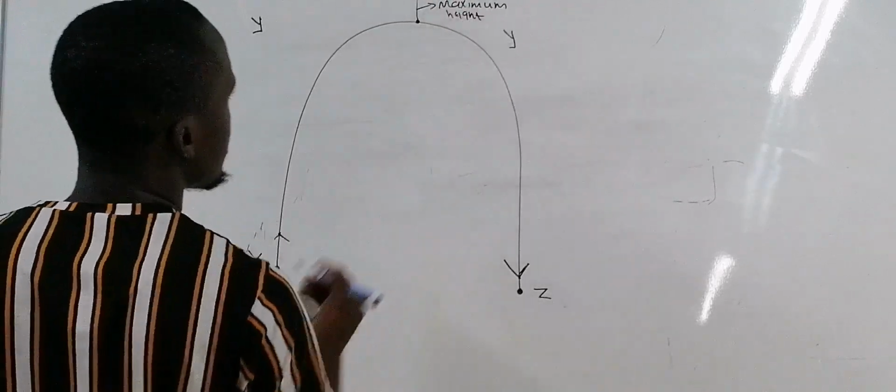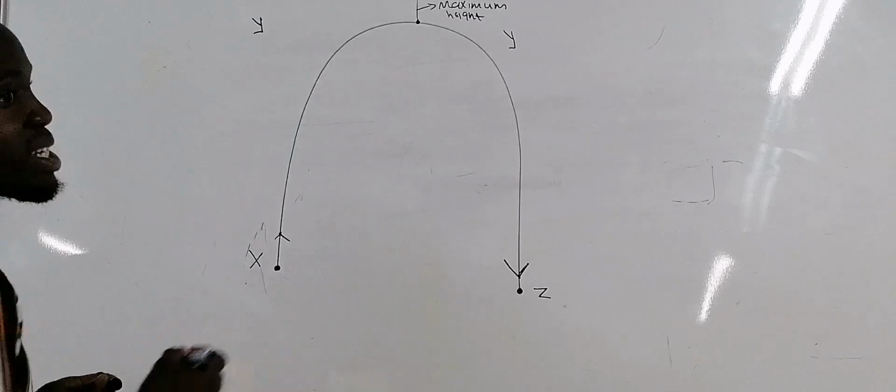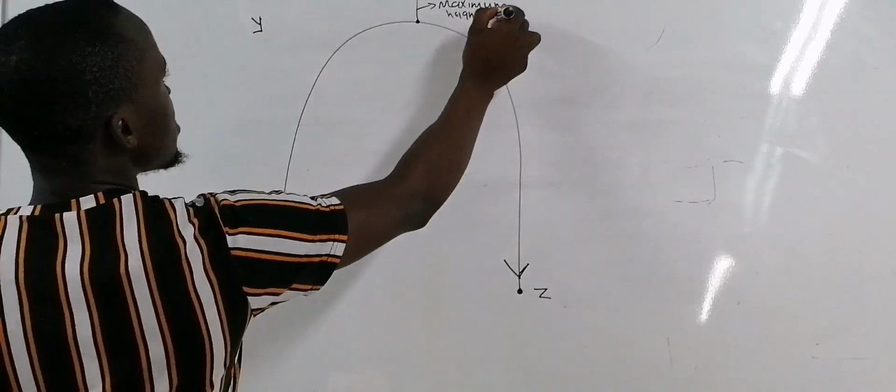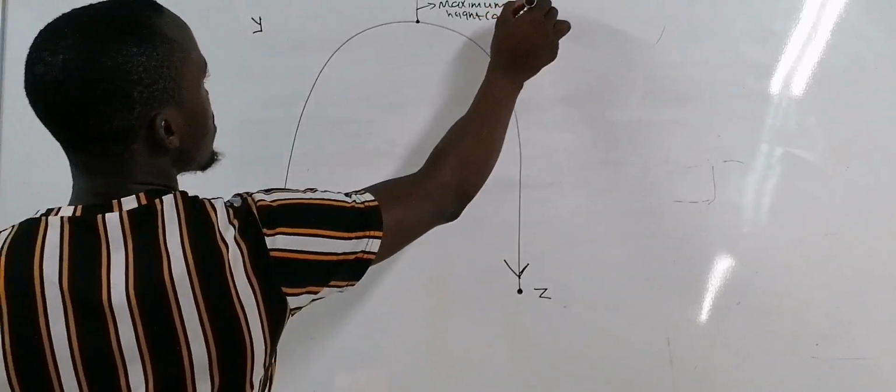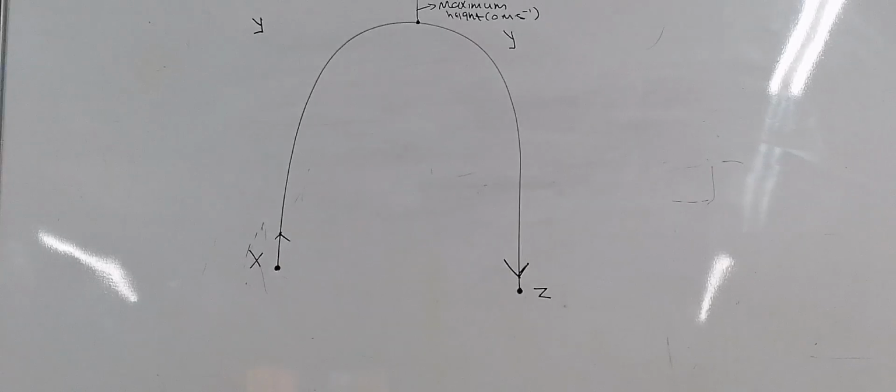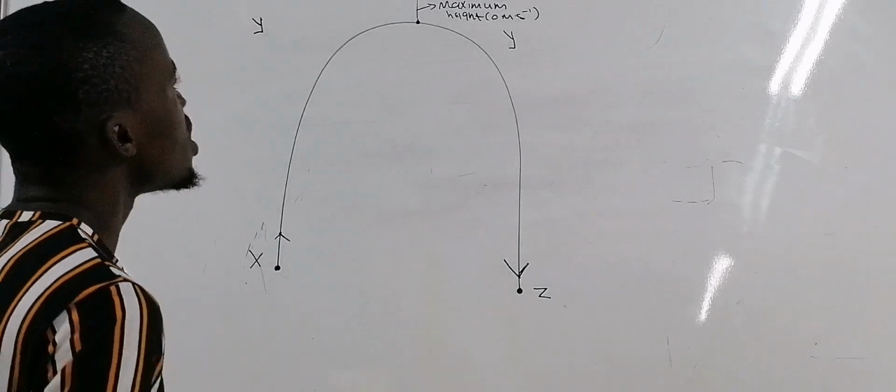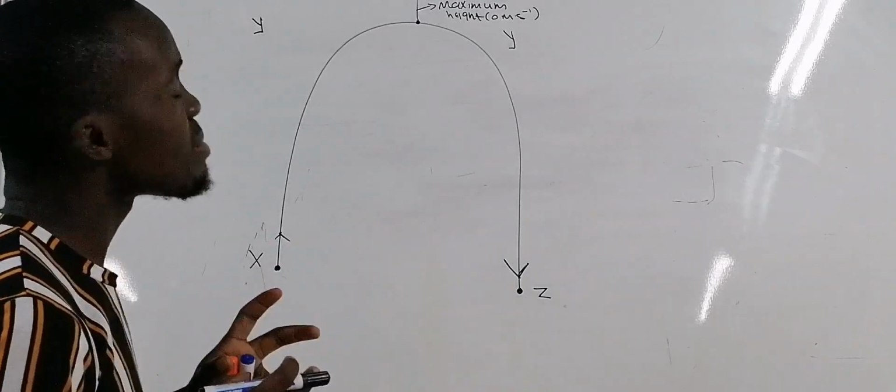It is known as the maximum height. And at the maximum height, the velocity is 0 meters per second. So what is the maximum height?